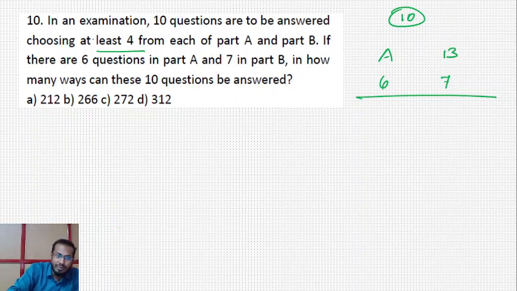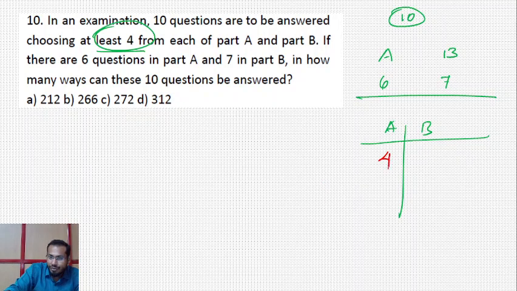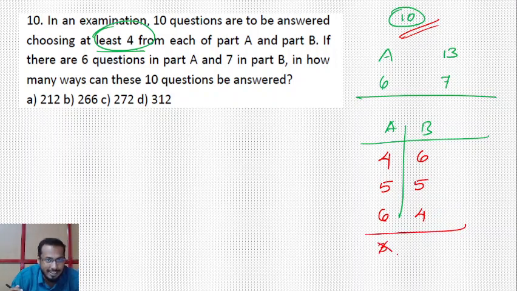Okay, and they say the words at least 4. So I'm going to put a tabular column A and B. How many questions are we going to take from A and B? At least we need to complete 4 questions. So if I take 4 questions from A, totally I need 10 questions, so in part B, I need to write 6. If I write 5 questions from A, from B also I need to attend 5 questions. If I write 6 questions, here I need to write 4. If I write 3, this is not possible because at least I need to attend 4 questions. Okay, so these are the 3 combinations.